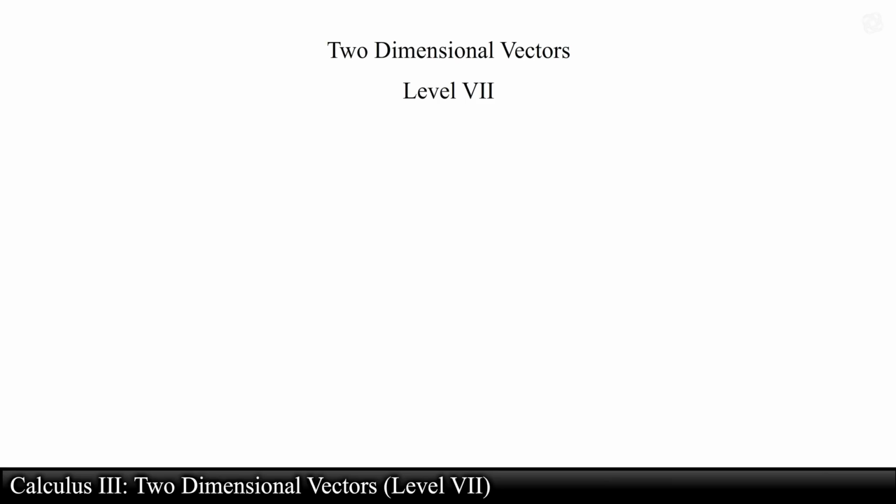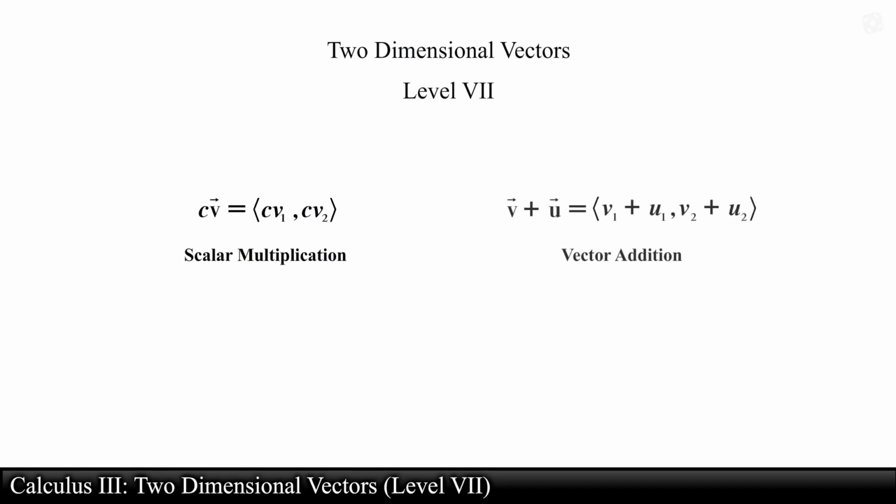Two-dimensional vectors, Level 7. In this video, we will go over various examples that make use of the algebraic definition of scalar multiplication and vector addition. Let's jump straight into the first example.